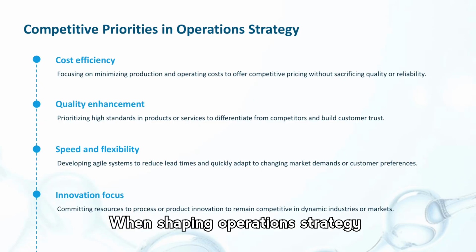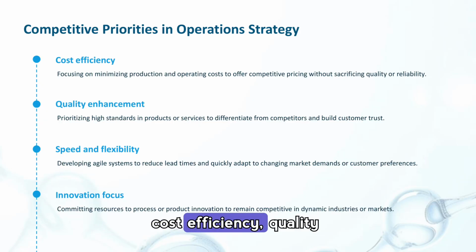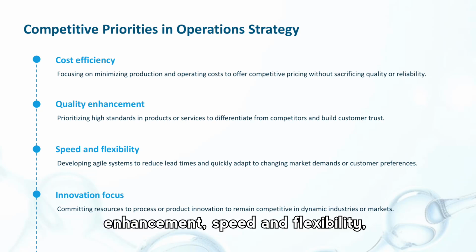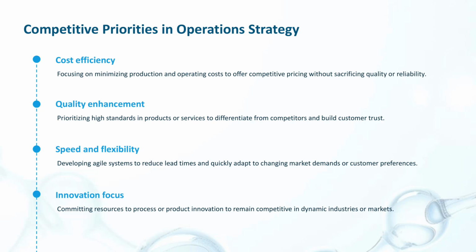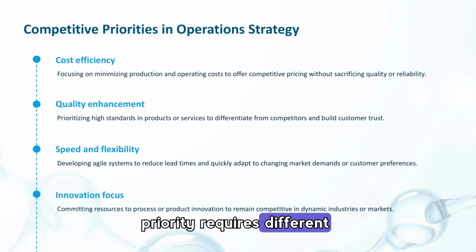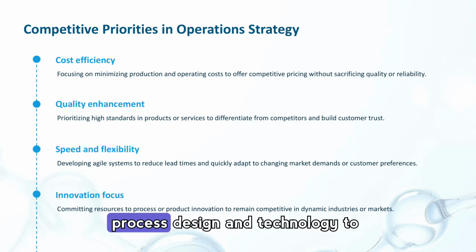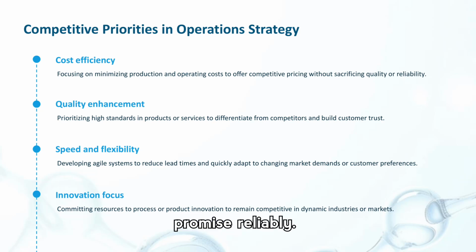When shaping operations strategy, organizations choose priorities like cost efficiency, quality enhancement, speed and flexibility, or a focus on innovation. Each priority requires different investments and trade-offs, so leaders must balance these aims to match market demands, using process design and technology to deliver the chosen competitive promise reliably.